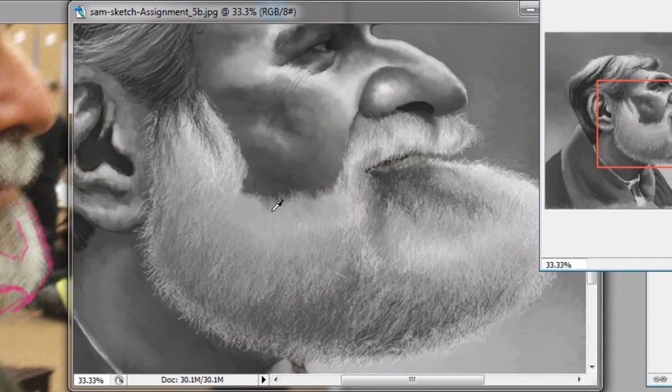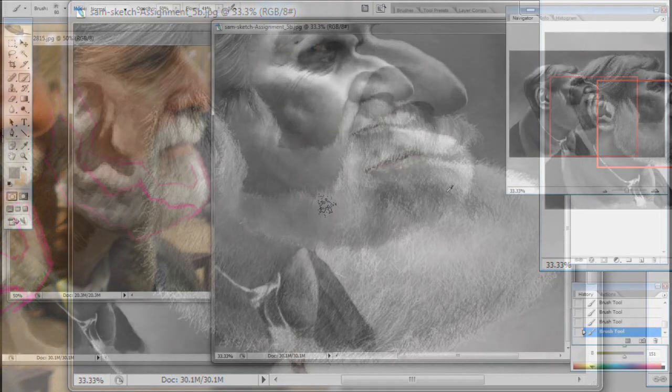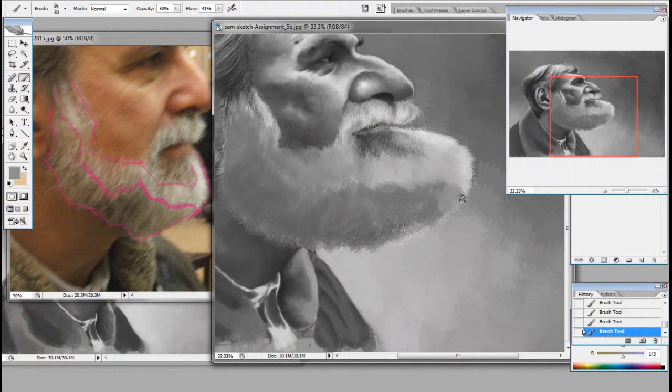So we get a big brush. So we try and find those shapes. And even these edges, you can do so much with the larger brush. Just keep it really loose.